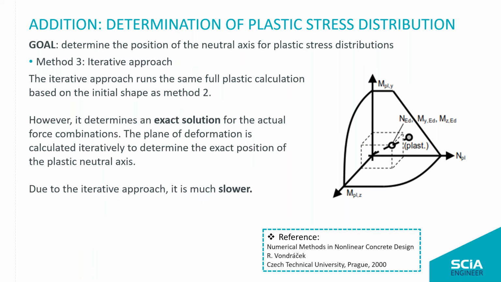The third method we have is for the full-on exact people that want to find the exact correct position of their plastic neutral axis. They don't want to allow for any small deviations. Then we just iteratively go and refine the plastic surface until we find the exact spot of our exact combination of internal forces. Of course, this is much slower, and for every different combination of forces, it will have to be repeated.